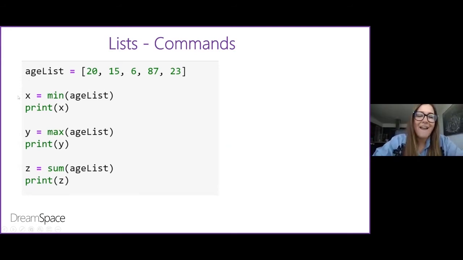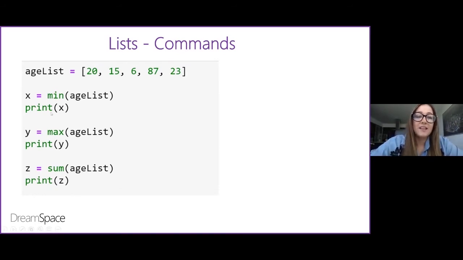So here we have x is equal to the min of the age list, and then we're printing that out to the screen. The same with y, our variable y is assigned to the max of the age list, and then we're printing that out. And then z is equal to the sum of the age list, and then we're printing that out. So they're written a little bit differently, but they still do amazing things.